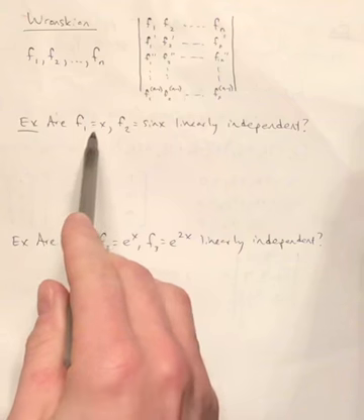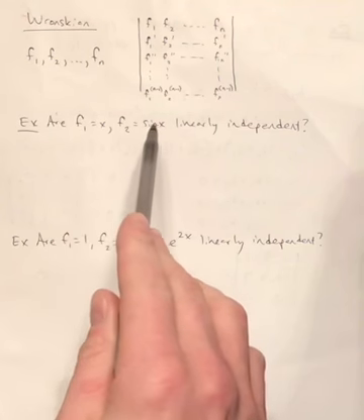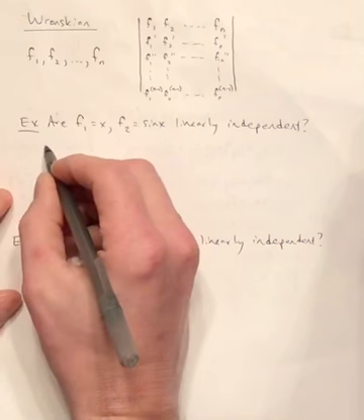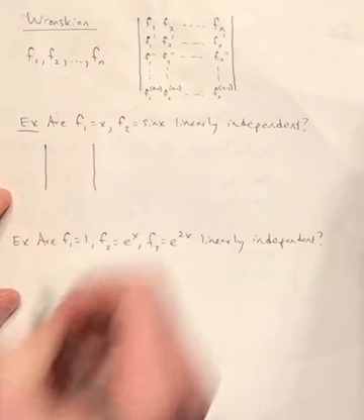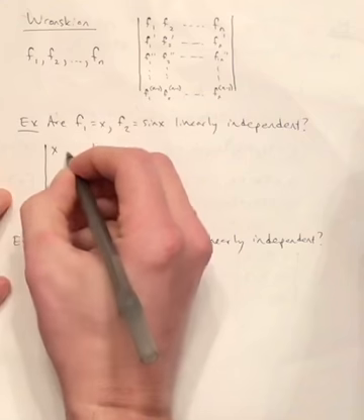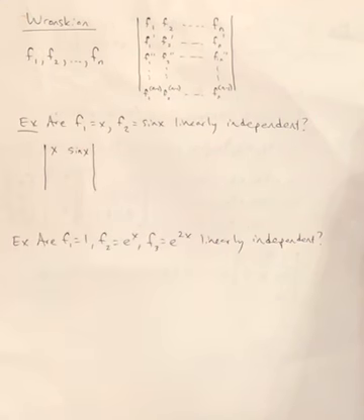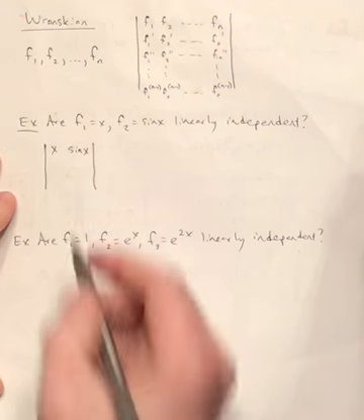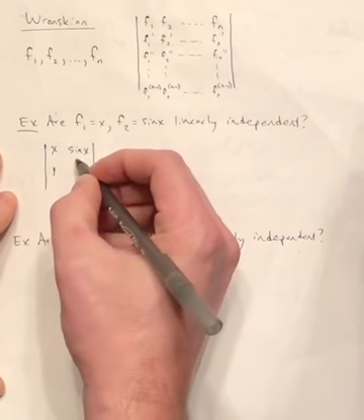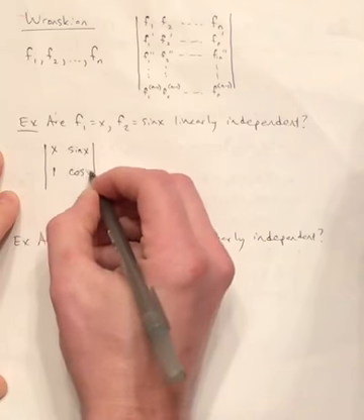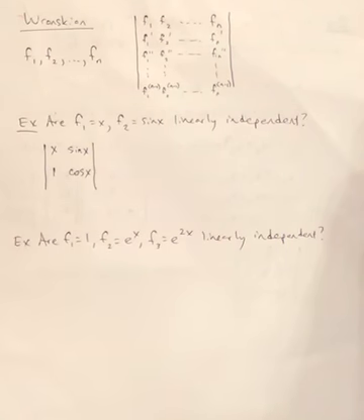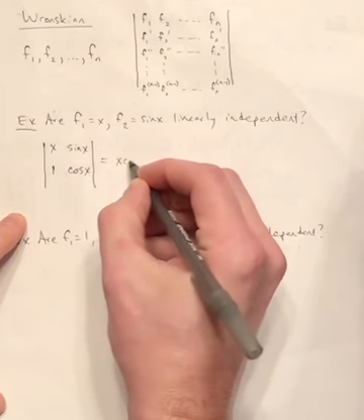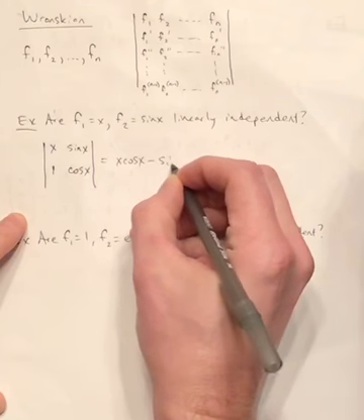On this first one, we have a function that's just x, and we have a function that's sine of x. So when I compute the Wronskian, it's going to be a 2 by 2 determinant. I'm going to put x and sine of x along the top row. And now what I need to do is compute the derivatives of these. So the derivative of x is 1, and the derivative of sine of x is cosine of x. And now when I compute the determinant, I'm going to get x cosine of x minus sine of x.